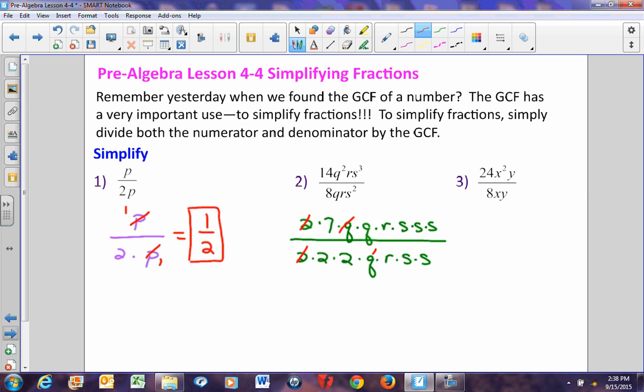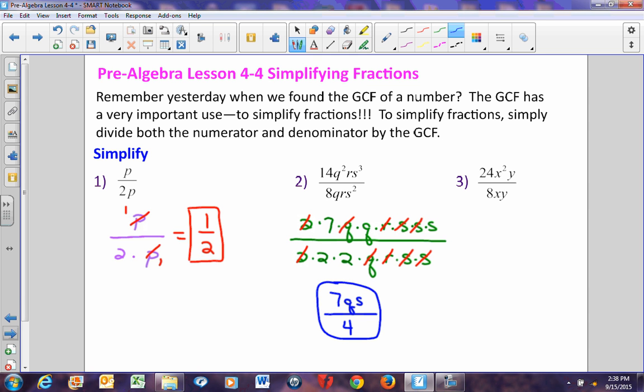They have a q in common. I can cancel that out. They have an r in common. I can cancel that out. They have an s in common. I can cancel that out. They have a second s in common. I can also cancel that out. Once I've done that, what is left on the top? I'm left with a 7, a q, and an s. So 7, q, s. What is left on the bottom? A 2 and a 2. And 2 times 2 is 4. So there I have it. I factored out the greatest common factor, which was 2 q r s to the second.